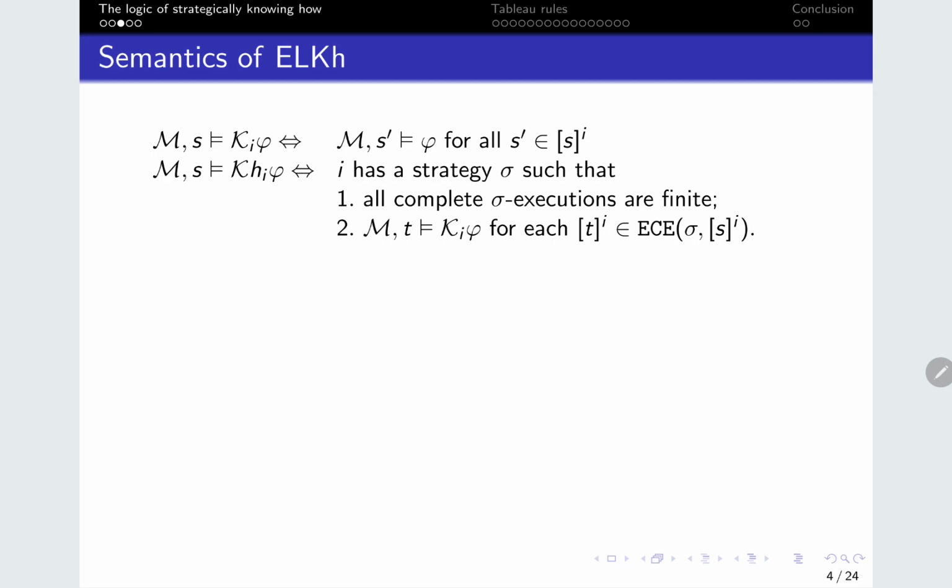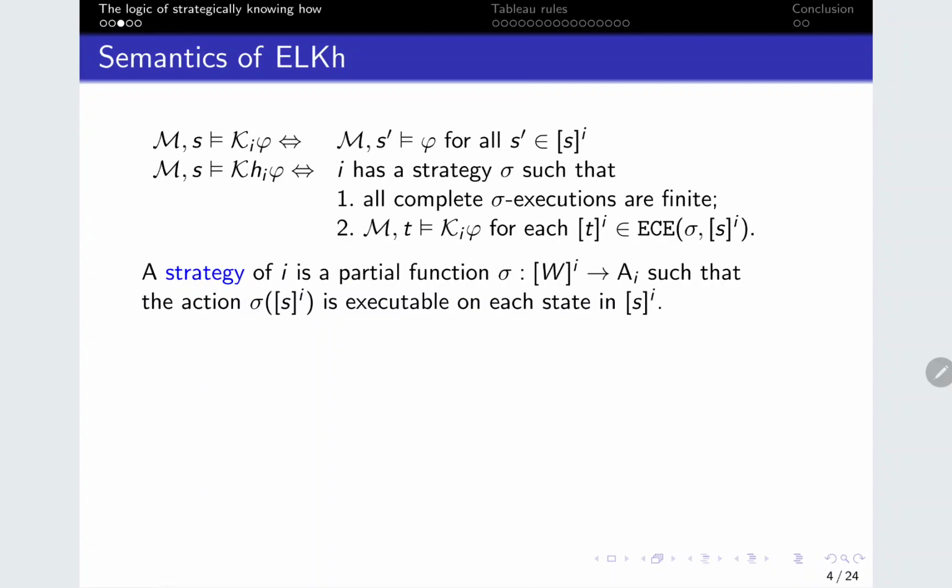Then what's a strategy? A strategy is a partial function from the set of all belief states to the set of actions, such that the corresponding action is executable on each state in the belief state. So intuitively, a strategy is a partial function that tells the agent what actions to do on what belief states.